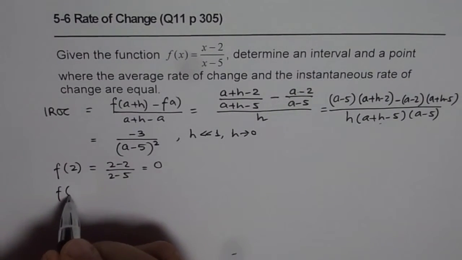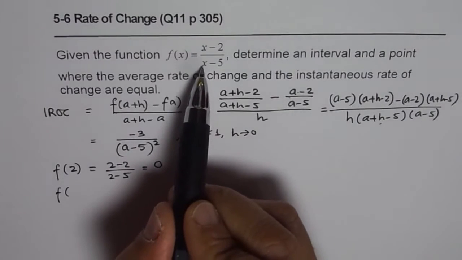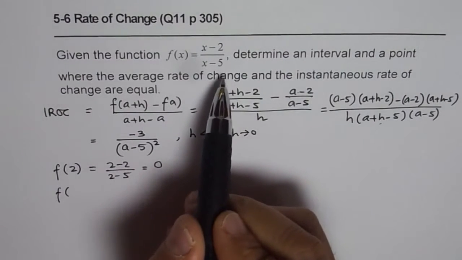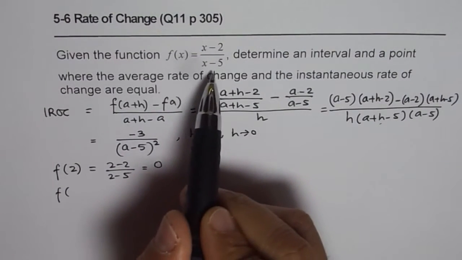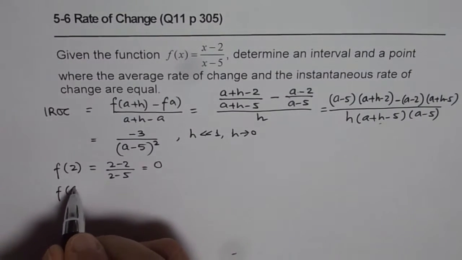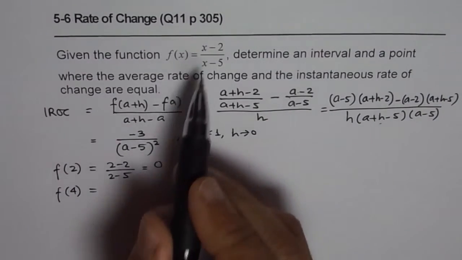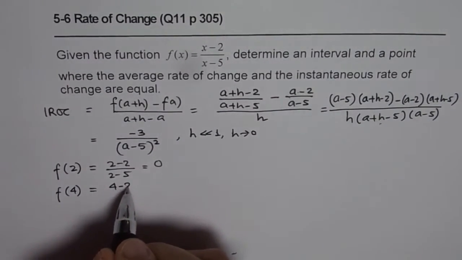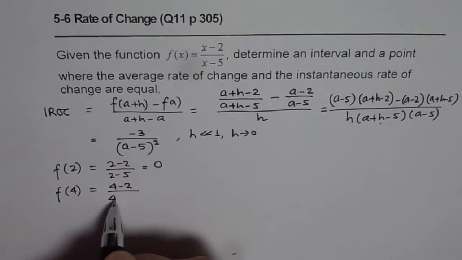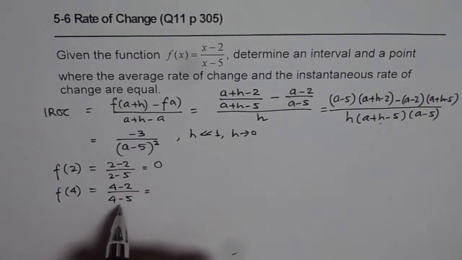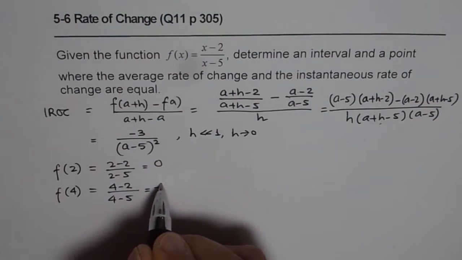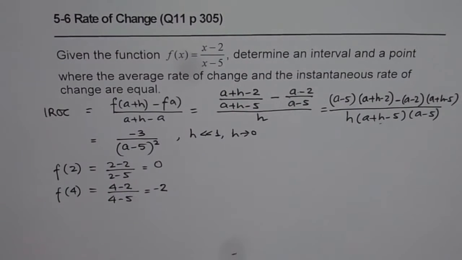Now another easy point could be if I can make denominator 1 or minus 1. We don't really want to take fractions, so let me take f of 4. So f of 4 will be 4 minus 2 divided by 4 minus 5. That gives us a value of minus 2, correct? So we have f of 4 and f of 2.